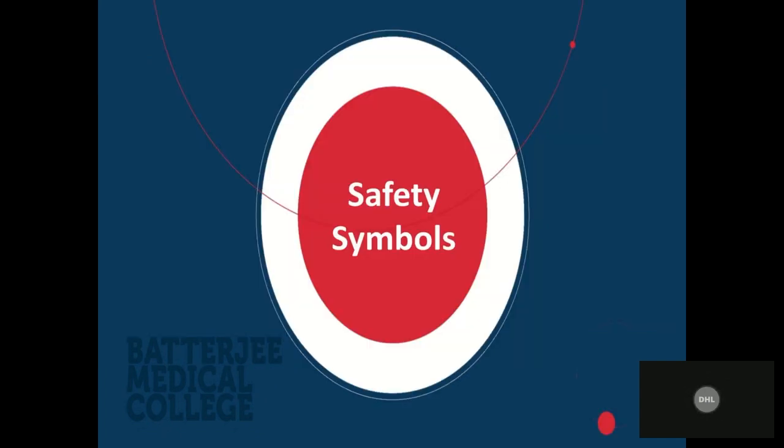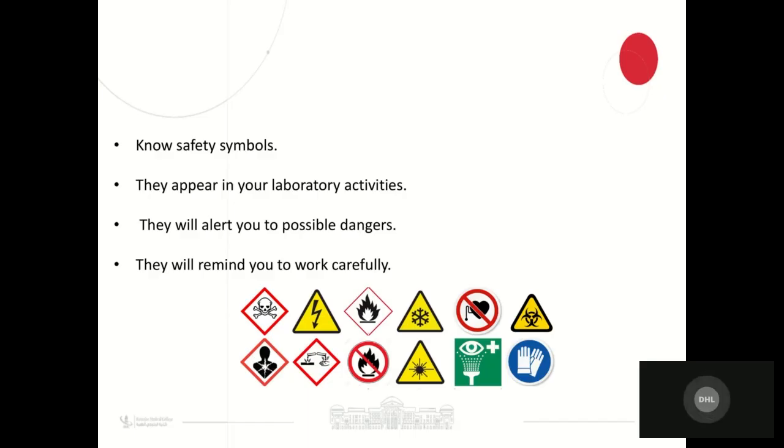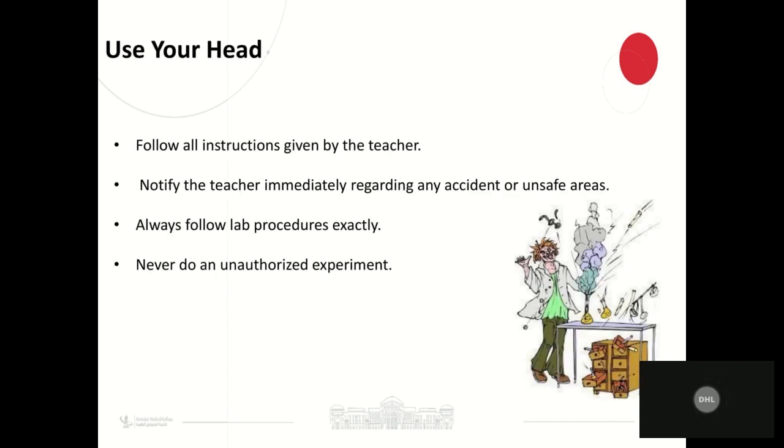Safety symbols. You must know the safety symbols. They appear in your laboratory activity and they will alert you to possible danger and remind you to work carefully. Use your head. Before you do any experiment, you must follow all the instructions given by your teacher and notify the teacher immediately regarding any accident. Always follow the procedure of your experiments and never do unauthorized experiments.